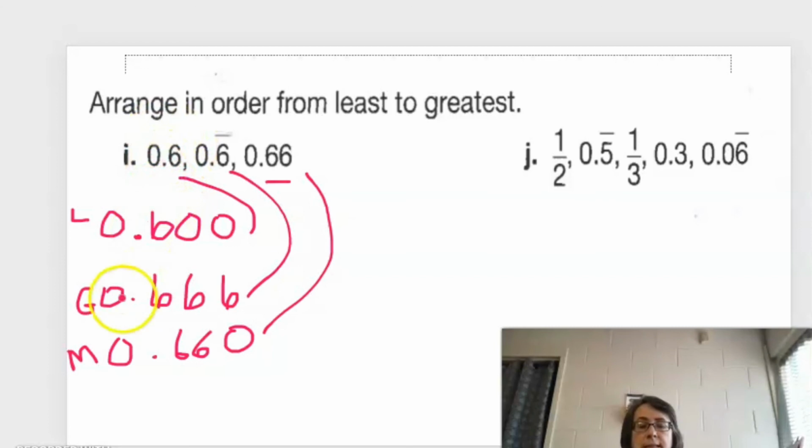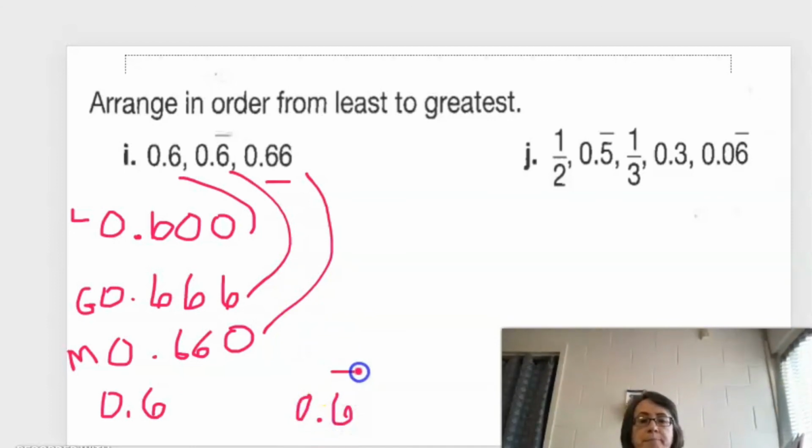So the least is, remember I go back to my original numbers, 0.6. And then the greatest is 0.6 repeating. That was the middle one. So this one's going to be over here. So 0.6 repeating. And then the last one was in the middle. So 0.66 goes here. Okay, so comma, comma. And so 0.6, 0.66, 0.6 repeating, because that's going to be 0.66666.